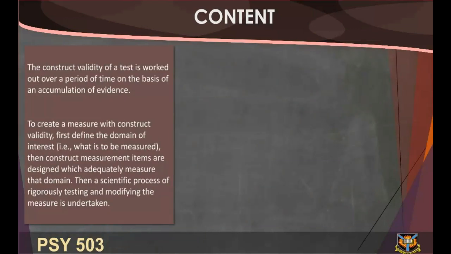The construct validity of a test is worked out over a period of time on the basis of the accumulation of evidence. To create a measure with construct validity, first define the domain of interest, that is, what is to be measured. Then construct measurement items are designed which adequately measure that domain. Then, a scientific process of rigorously testing and modifying the measure is undertaken.